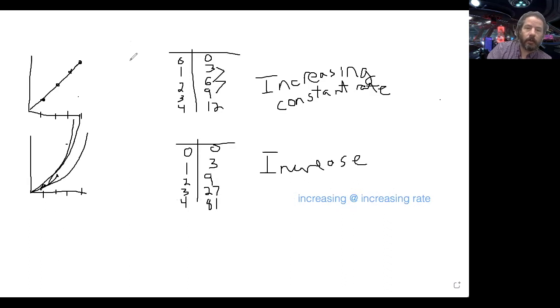We can also have some other options as well. We can have increasing at a decreasing rate. So the patterns would actually slow down. Instead of getting bigger and bigger and bigger, we might have 0, 3, 5, 6, 6.5, and you could see that that would actually generate something like this, where the change between each step is decreasing. So this would be increasing at a decreasing rate, okay? Because the change between each one is getting smaller.